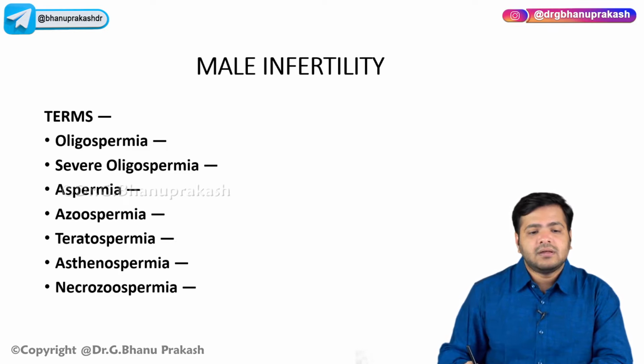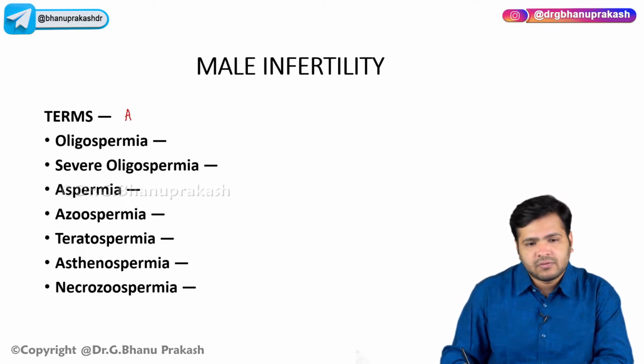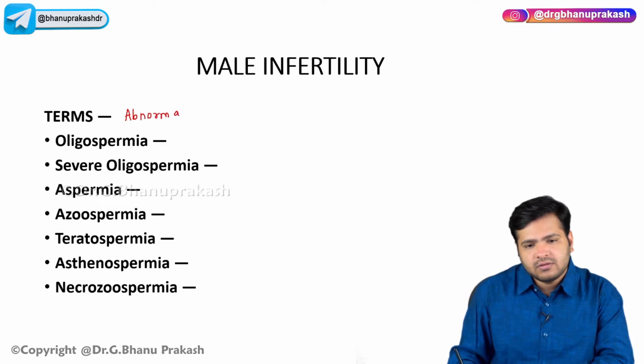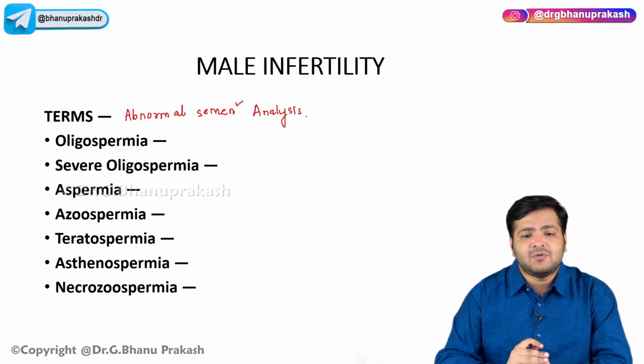Firstly, the terminology for abnormal semen analysis. Now, we already know that semen is the fluid that is contributed by the seminal vesicles, the prostate gland and the bulbourethral glands at the time of intercourse. Bulbourethral glands will pour their secretion only at the time of intercourse. Otherwise, we have the seminal vesicles and the prostate gland. So, yes, we will talk about the terminology for abnormal semen analysis.